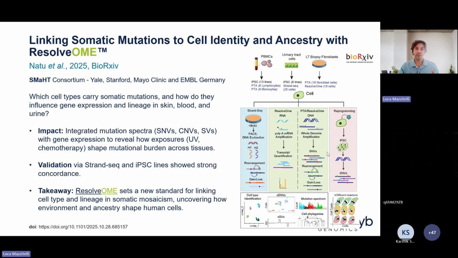They validated their findings using iPSC lines derived, so clonal cells coming from the same type of tissues, and using as well a strand-seq approach as orthogonal clonal techniques that confirmed the accuracy. So the key takeaway is that ResolveDNA sets new standards for linking cell type and lineage in somatic mosaicism, uncovering how environment and ancestry shape the human cells.